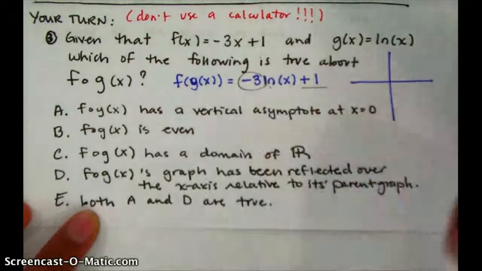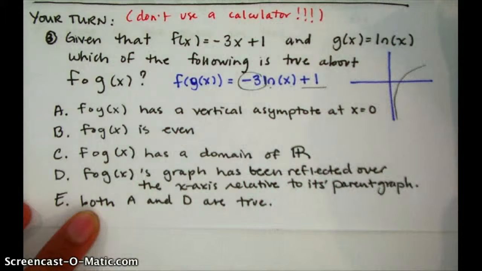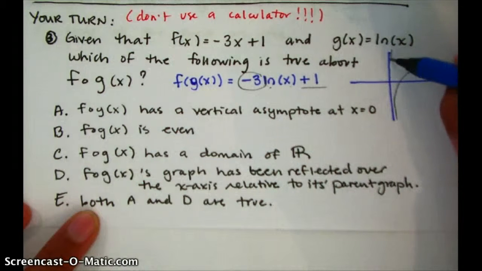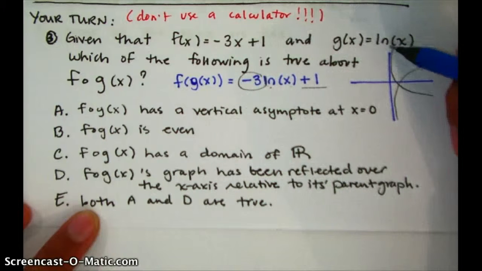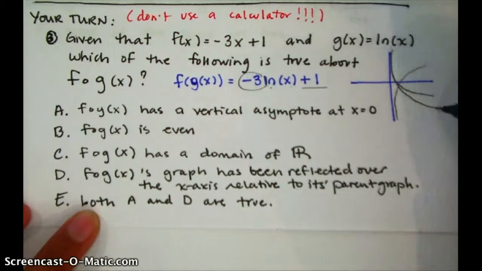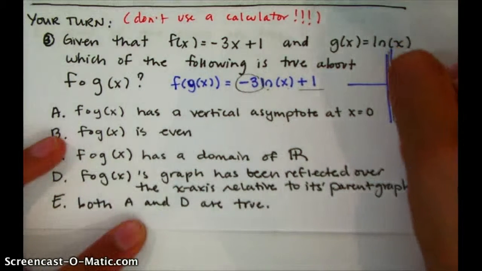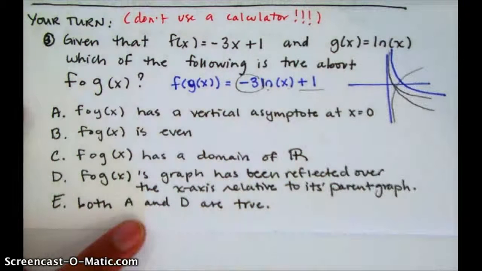The regular ln graph, you need to memorize this, looks like this. If I flip it over the x-axis, my graph's going to look like this. And it's going to stretch, which maybe means it looks a little wider than that. Not totally sure. It's also going to shift up 1. So again, this is really loosey-goosey, but basically I'm thinking about a shape that looks like this. And let's see if that's enough to answer the question.